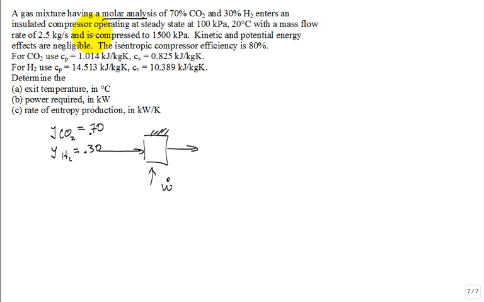The compressor operates at steady state. It comes in at a pressure, let's say this is inlet state 1, of 100 kPa, and a temperature, inlet 1, 20 degrees C, but I suspect there's some entropy calculations. Let's get that temperature right away in Kelvin. 293 Kelvin. And they have a mass flow rate, m dot, of 2.5 kilograms per second.